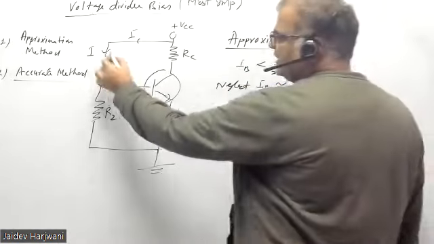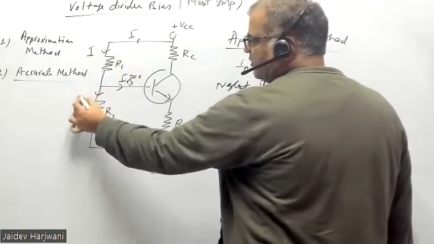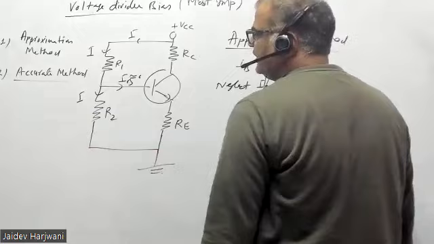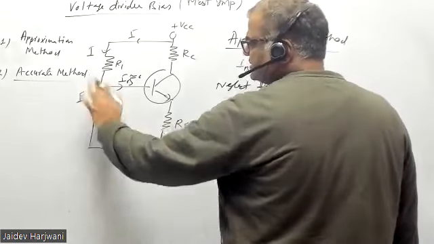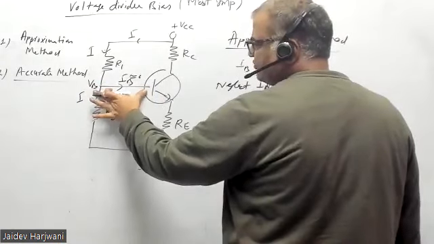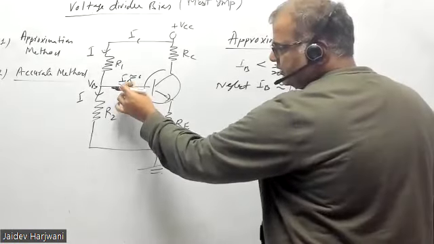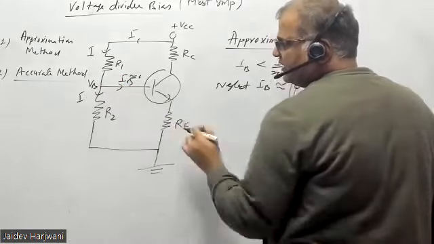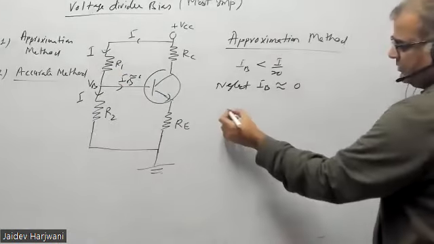That means if current I is coming here, no current is going into the base, so all the current will go this way and the circuit will be complete. You can immediately find the voltage drop across the resistance, and this will be the base voltage, because no current is going into the base. So I can find the voltage VB.